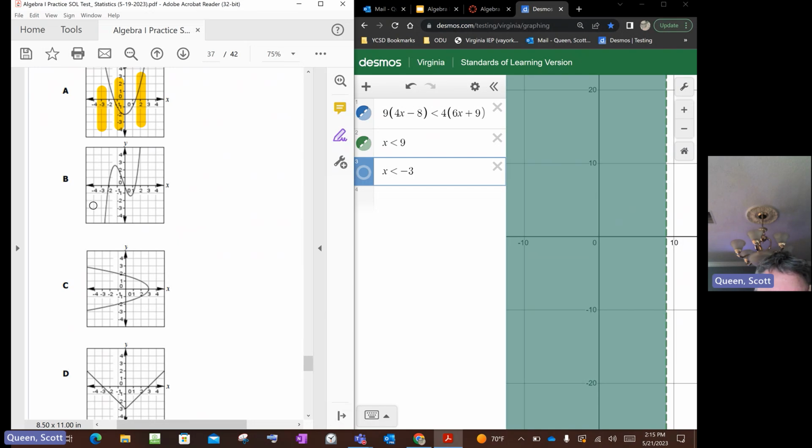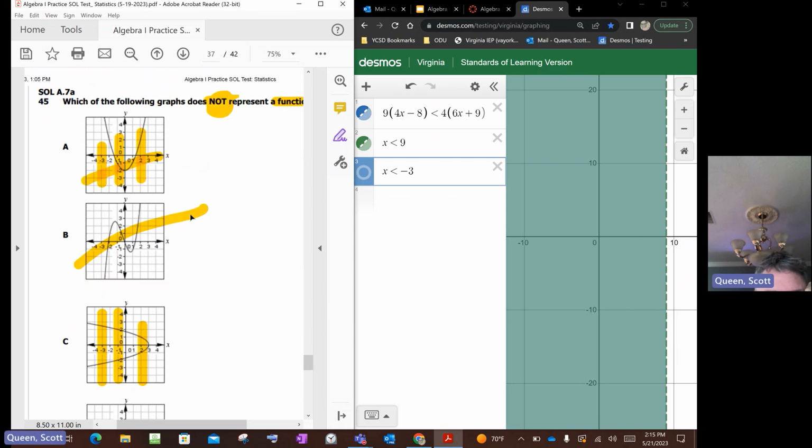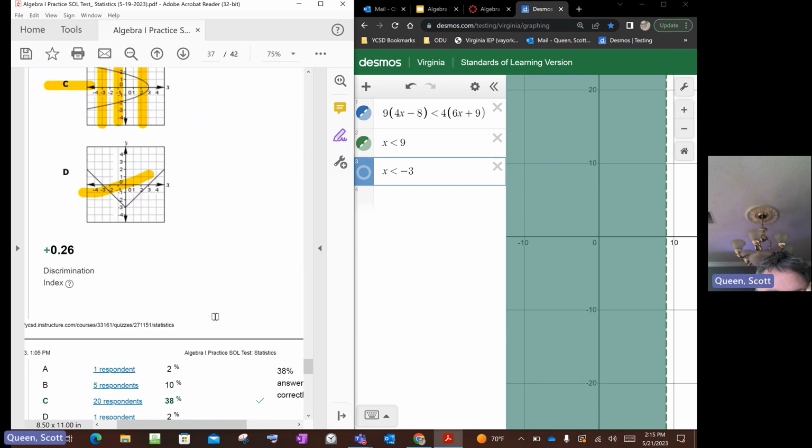All right, if I do that vertical line test on this graph and this graph and this graph, it's never going to repeat. But anywhere I draw a line on this one, it's going to hit that graph twice. See that? That's the one that's not a function, and that's what we're looking for. So the answer is C. Easy, easy.